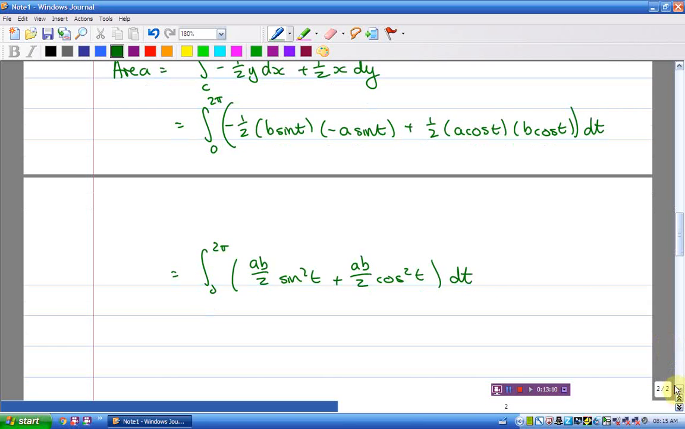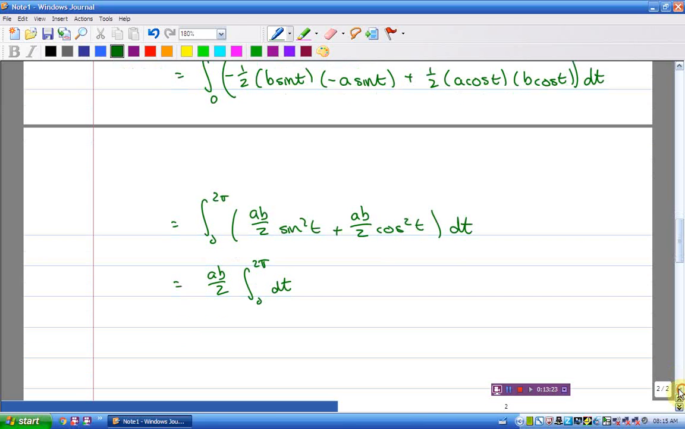Because I can take the ab over 2 out as a common factor and pull it out of the integral, and then inside the integral I've simply got sine squared plus cos squared, so it becomes ab over 2 times the integral from 0 to 2 pi of dt, which will just be 2 pi. So this is 2 pi times ab over 2, which is pi ab.